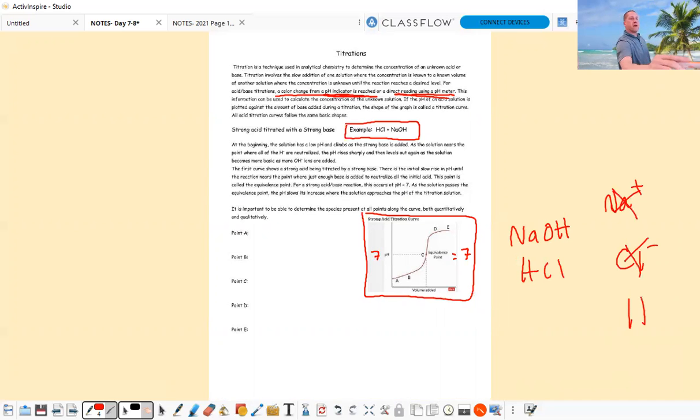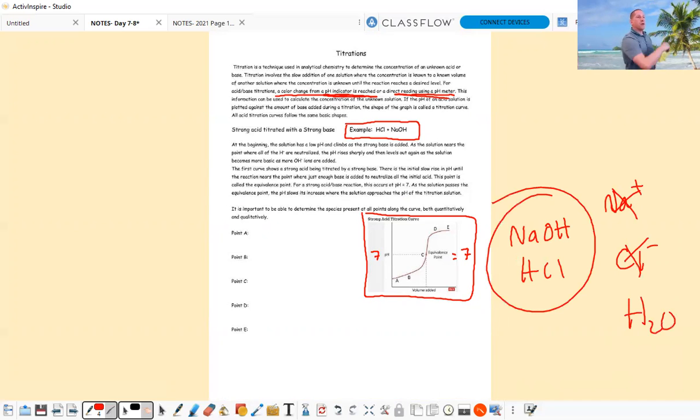Well, neither of these affect pH. So when the moles of acid equal the moles of base, meaning they're both limiting, the only thing that affects the pH is water. So the pH is 7.